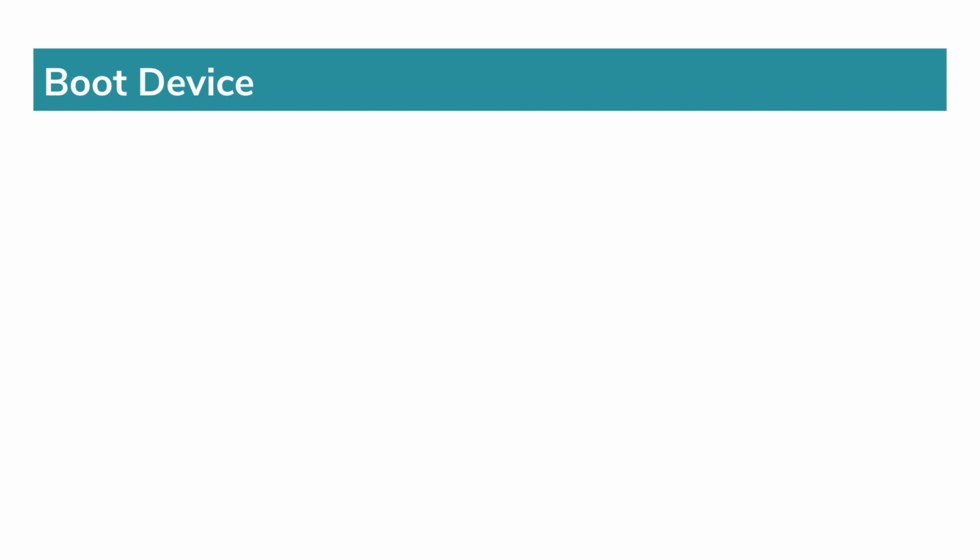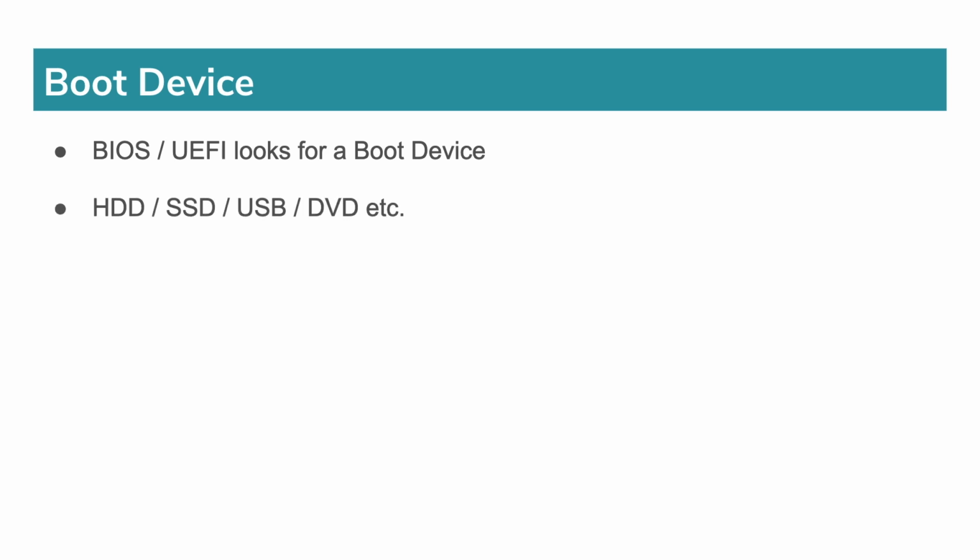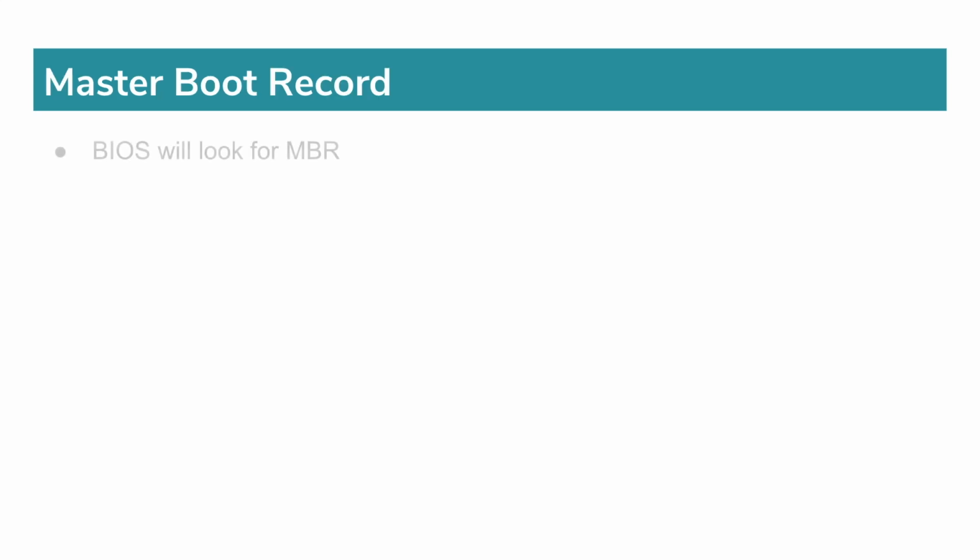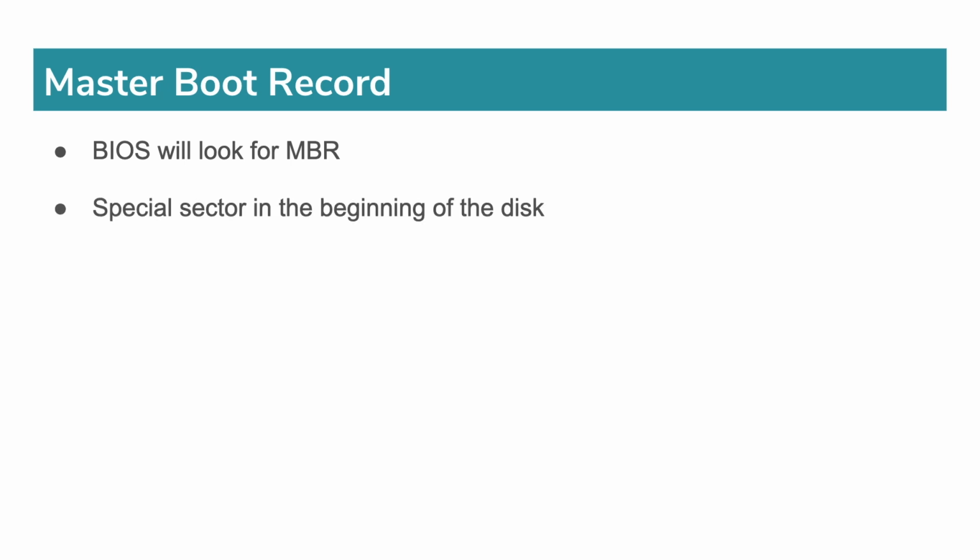Next, the BIOS or UEFI looks for a boot device. This can be a hard disk, SSD, USB, etc. The BIOS and UEFI look for a boot device in two different ways. The BIOS will look for something called the master boot record in a special sector in the beginning of the disk. The MBR contains the bootloader, a program that loads the rest of the OS.